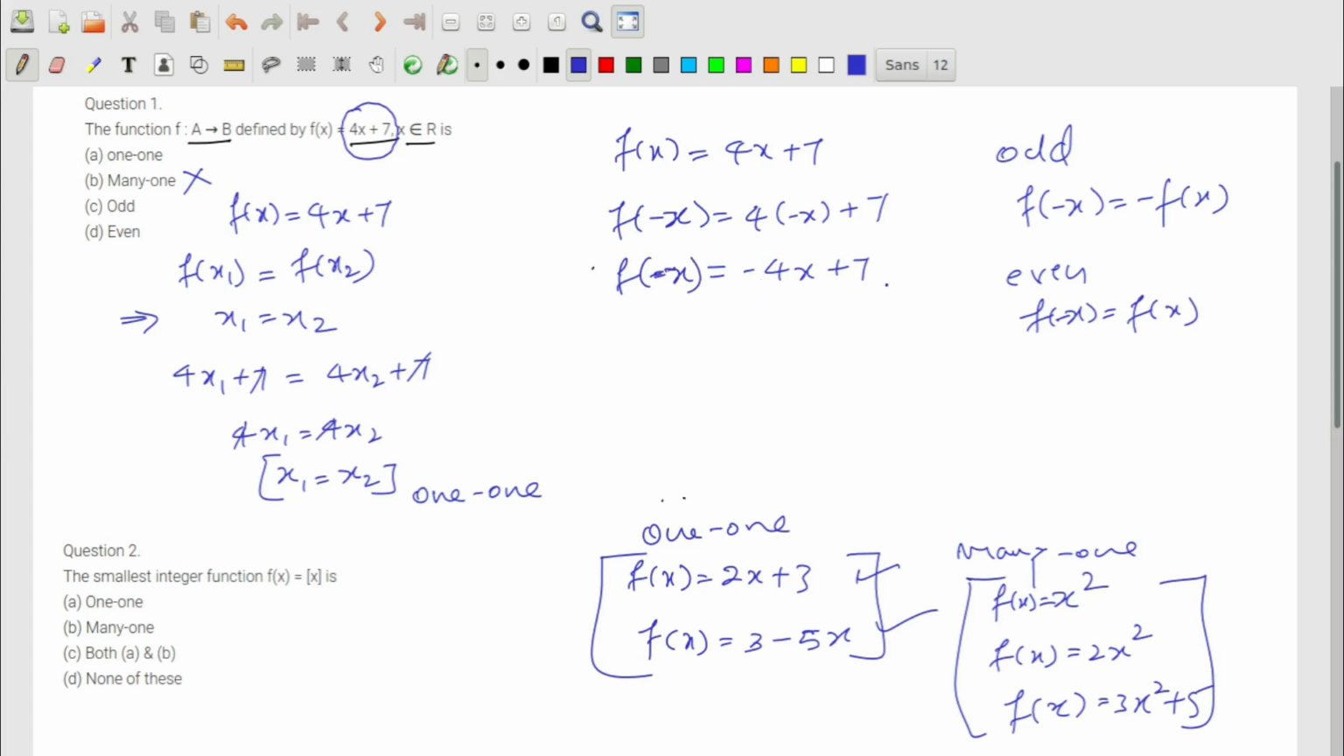So now here, these two conditions are not satisfied by the function, because you can't write it as minus of f of x or f of x, right? Because our f of x is 4x plus 7 and here we got minus 4x plus 7. If it were minus of 4x plus 7, then we could have written it as minus of f of x, and that would be an odd function. But here you can't express it in that form, right? So it is neither odd nor even. Okay, the right answer is one-one.